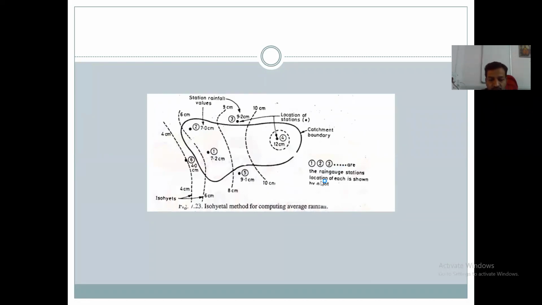Similarly, in this also, the scale is taken for drawing these isohyets, for drawing this contour map. The points joining equal rainfall will be isohyets. The area enclosed by these isohyets is divided into A1, A2, A3 and A4.